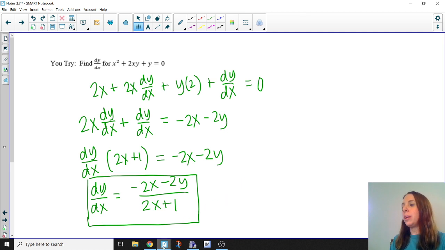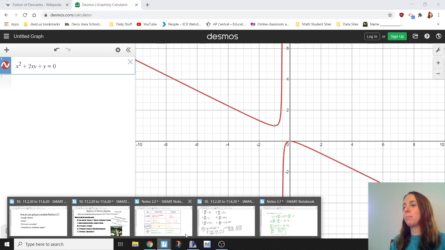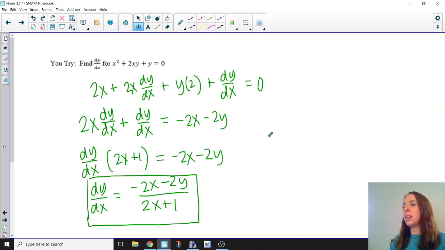Before we move on, I would like to show you the graph of this equation that we were working with. It's kind of cool looking, right? I love these asymptotes. We have a slant asymptote here, and we have a vertical asymptote going on. It's just lovely. If you need more time with this example to check your work with mine, make sure to pause the video so that you can be sure that you have everything done for this U-try problem.